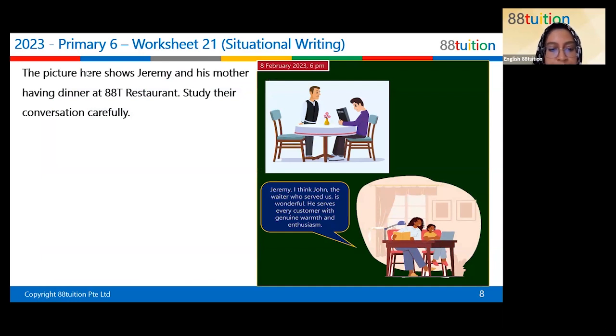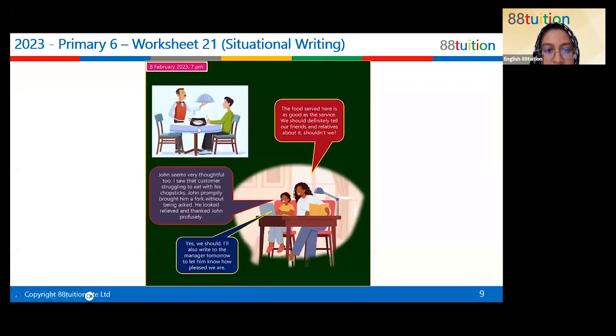Okay, here. So the picture here shows Jeremy and his mother having dinner at 880 restaurant. Study the conversation. So here they say, "Jeremy, I think John, the waiter who served us, is wonderful. He serves every customer with genuine warmth and enthusiasm." This is the conversation that they had after they had dinner at 880 restaurant. And then, "The food served here is as good as the service. We should definitely tell our friends and relatives about it, shouldn't we?"